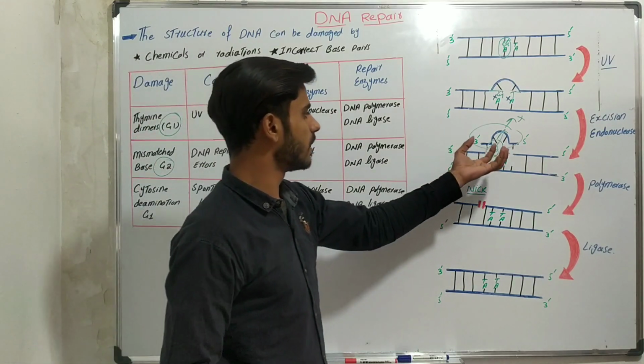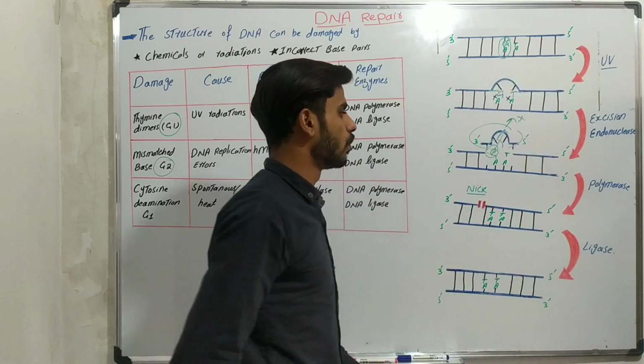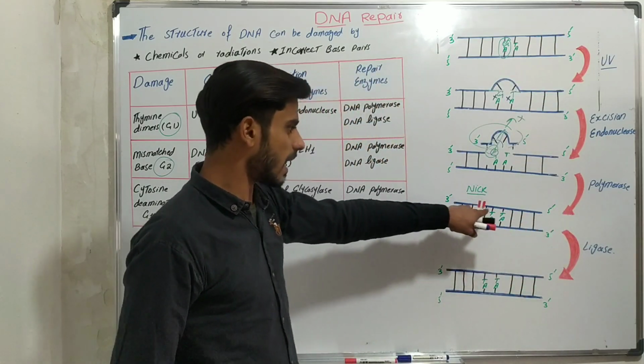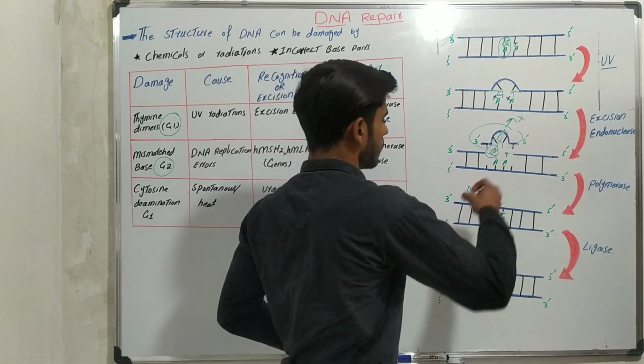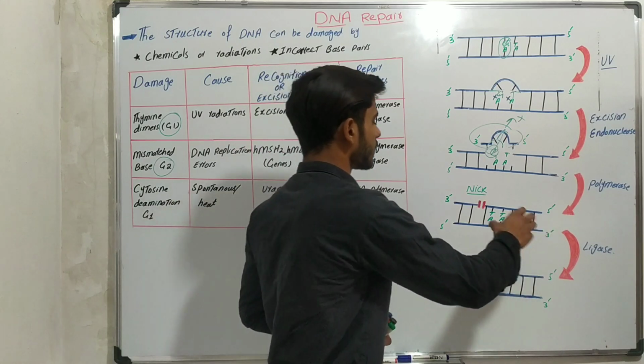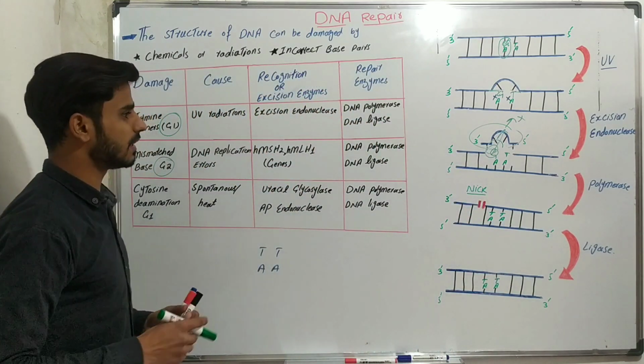These enzymes will come, see that there is a mismatch, and remove this part. Then polymerase will come, and it will again use the sequence of the template strand and form the normal sequence again, and the ligase will come and seal this nick. So it was about the second damage of the DNA.